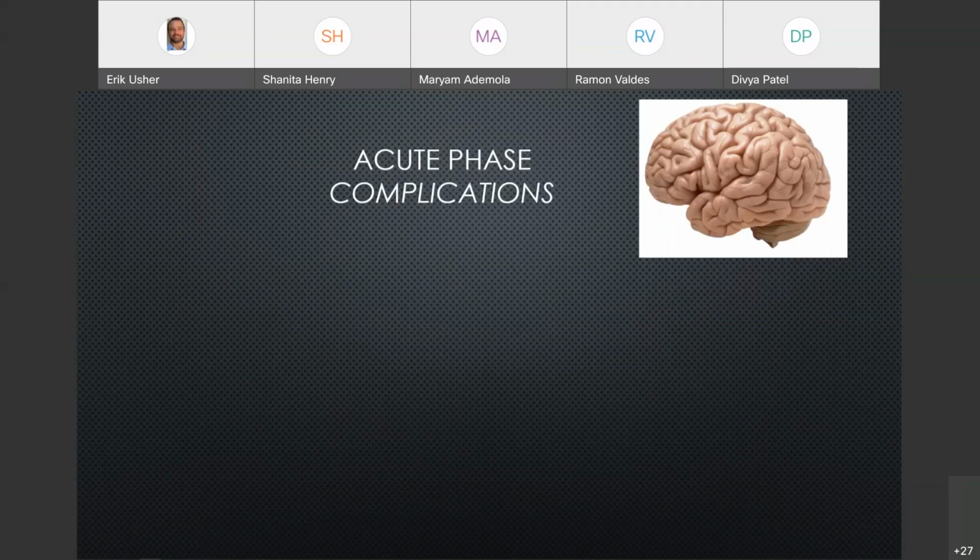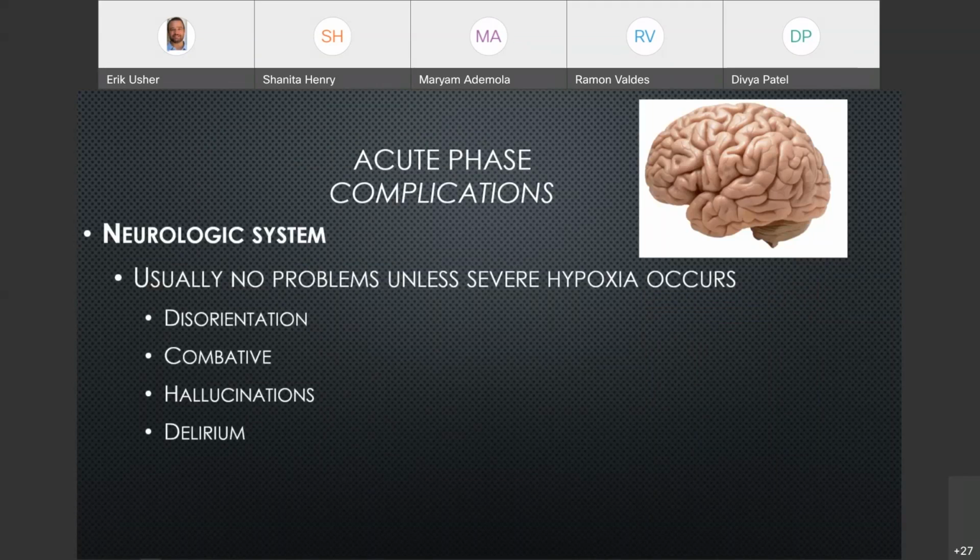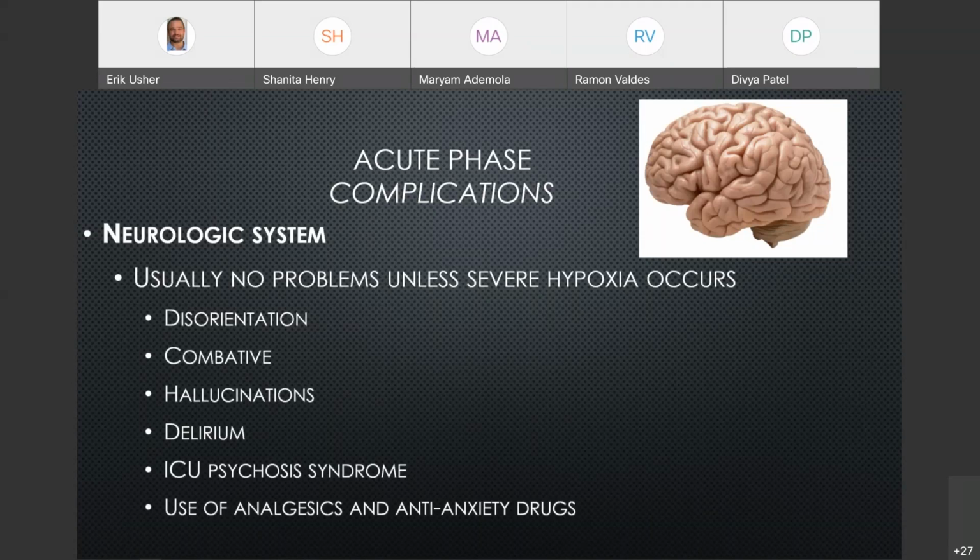So complications that we can have in this acute phase are in the neurologic systems. There's usually not problems unless we have prolonged hypoxia. They can be disoriented, combative, have hallucinations, delirium, and they can fall subject to ICU psychosis syndrome. It's a real thing, particularly if they're getting a lot of analgesics or sedatives throughout their therapy. They become very disoriented, very combative, very hallucinative. And these symptoms can last weeks, sometimes months after discharge from the intensive care unit. So it is a very, very real thing that these patients undergo.